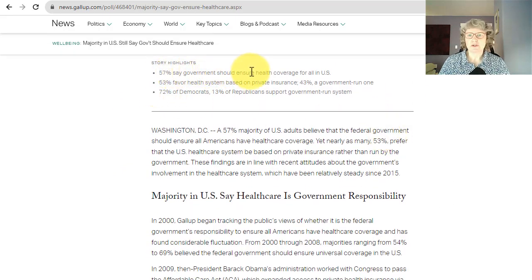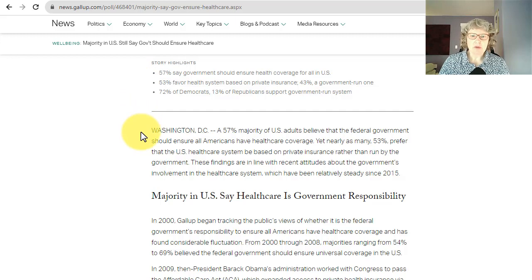57% say government should ensure health care coverage for all in the U.S. Okay, so this is the main result we're going to focus on. And often there's many polls within one of these articles. So you can see another one, 53% favor health care system based on private insurance, 43% based on government run, and then often by party, 72% of Democrats and 13% of Republicans support a government-run system. Okay, so we're going to focus on the 57% one. And what does that mean?